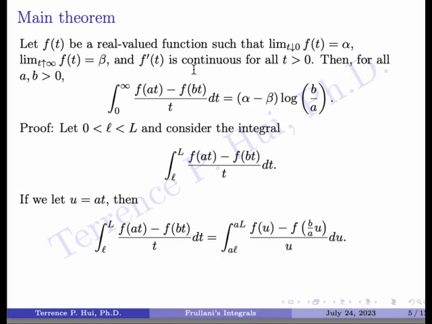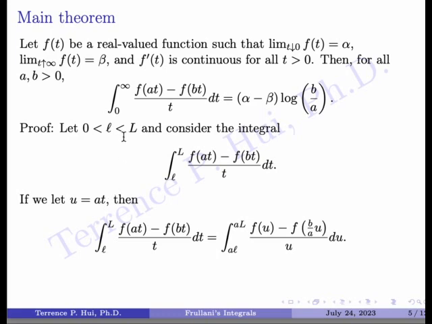And condition number 3: whatever f is, its derivative is continuous from 0 to infinity. If those 3 conditions are true, then for all a, b positive, a and b being fixed constants, the integral from 0 to infinity of f of at minus f of bt over t, i.e. the Frullani integral, always equals alpha minus beta times the log of b over a. Always. All right? So let me just quickly prove this.